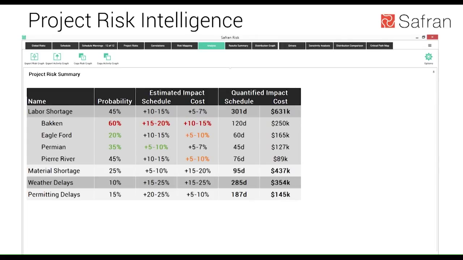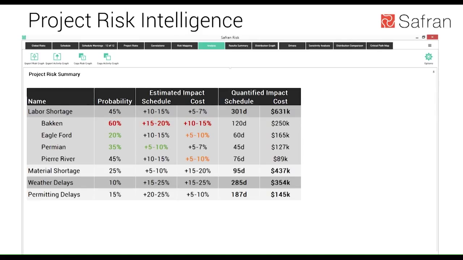It changes the conversation from a project-level risk analyst conversation to the executive enterprise risk management conversation, which is much more powerful and much more beneficial to the organization. And it really leverages the power and the benefits of doing a quantitative and scheduled risk analysis.